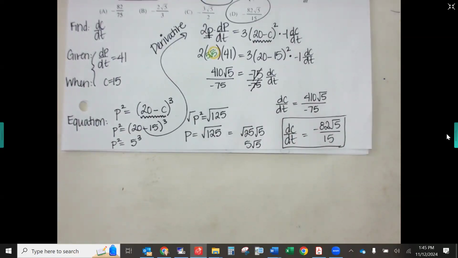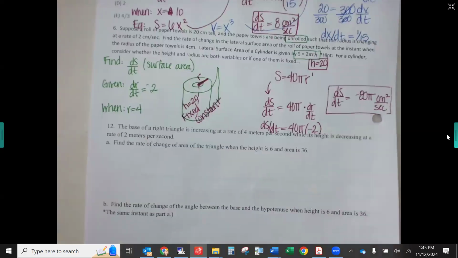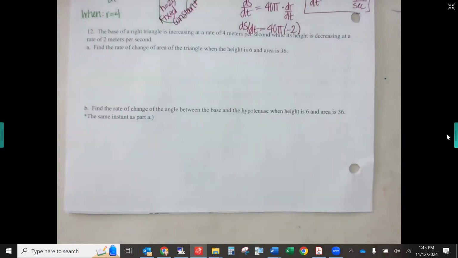All right. The last one that I want to do right now. You really needed to already do part A. So will you do number 12, part A, if you haven't already? We're going to pick up with part B.